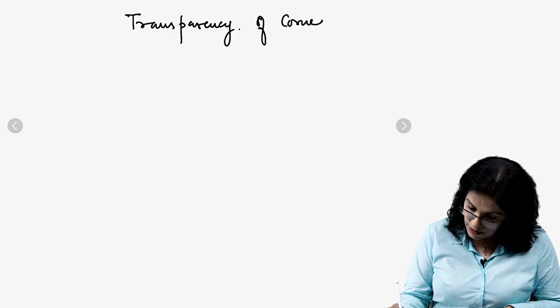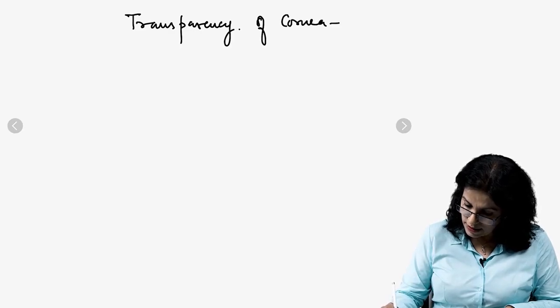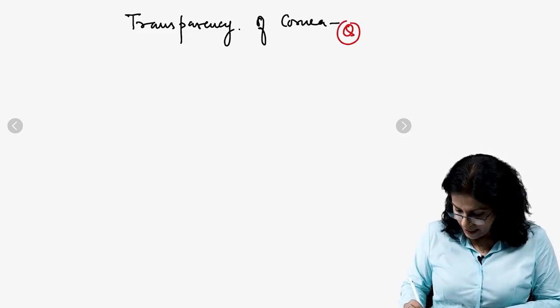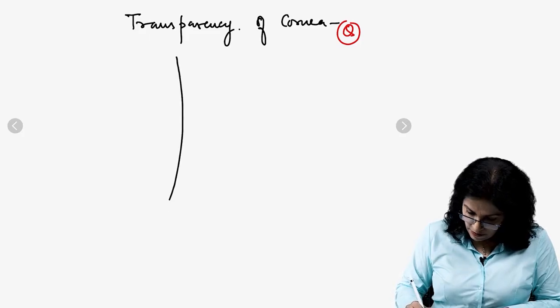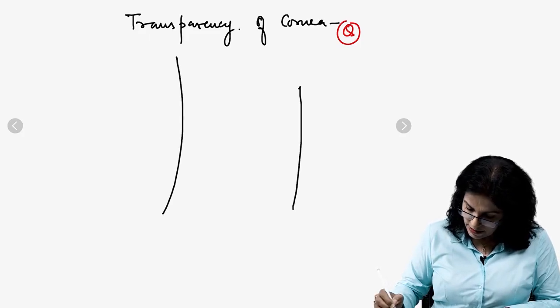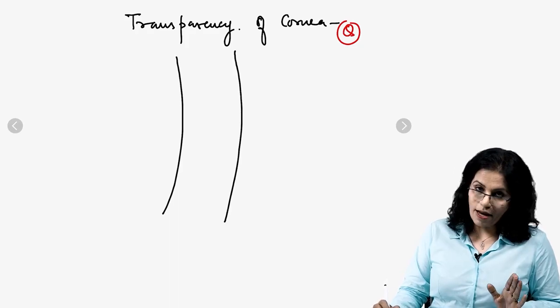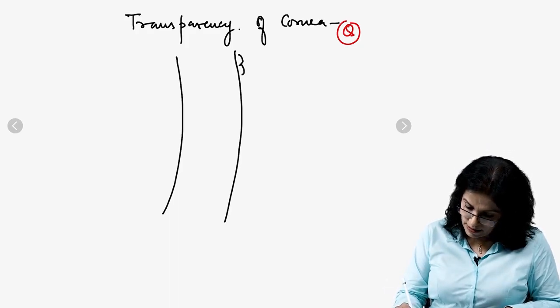Transparency of cornea, what are the factors? Let's make a cue here. It's an exam question. We'll draw our own diagram here. So, again, we will learn layer-wise. Make it simple. Believe me, we don't need any mnemonic. It's more common sense, layer-wise. Epithelium. Just let us learn.